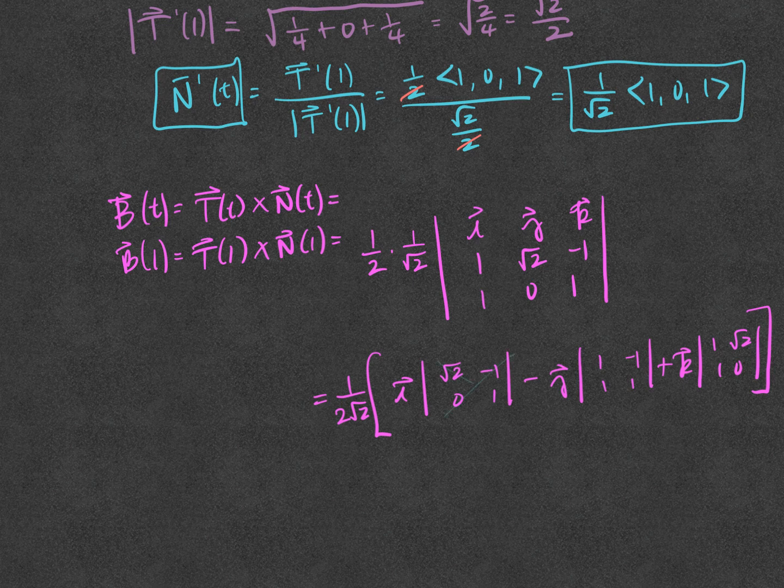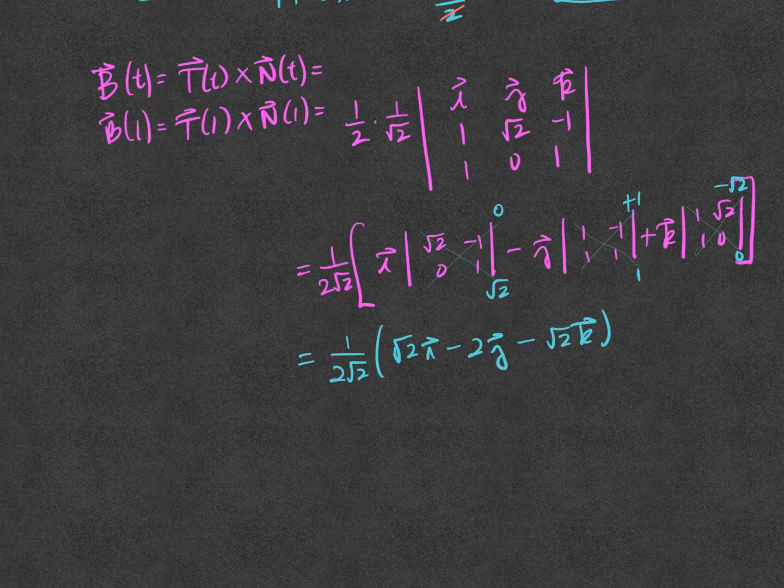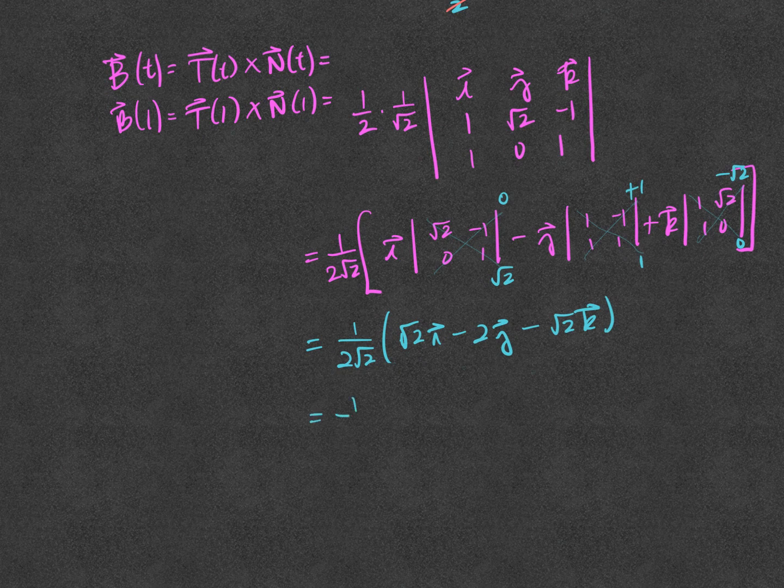Now, I like my diagonals to be drawn, so I'm going to take a second and do that. So we have 1 over 2 square root of 2, and this would be the square root of 2 and 0. So we have the square root of 2 i, and this will be 1, and minus the negative 1 becomes plus 1, so we have minus 2j. And this is 0 and negative square root of 2, so we have minus the square root of 2 k. I'm going to put it into our vector notation. So we have 1 over 2 square root of 2, and let's use this notation, negative 2, negative square root of 2. So let's distribute all of that.